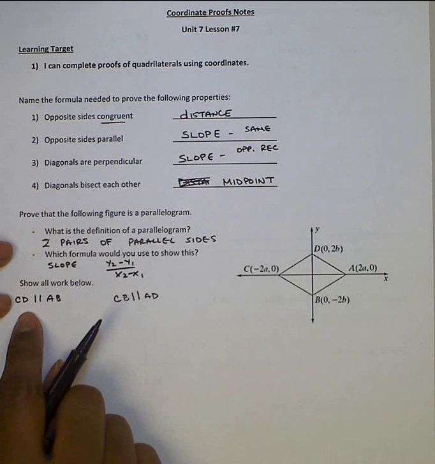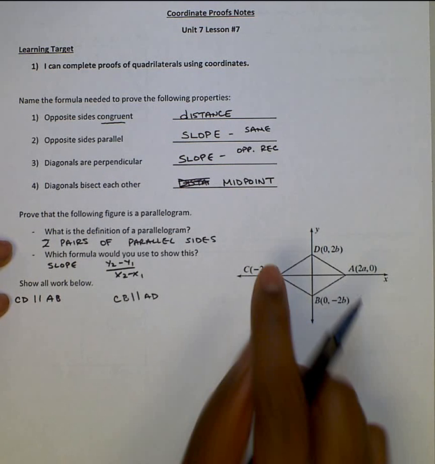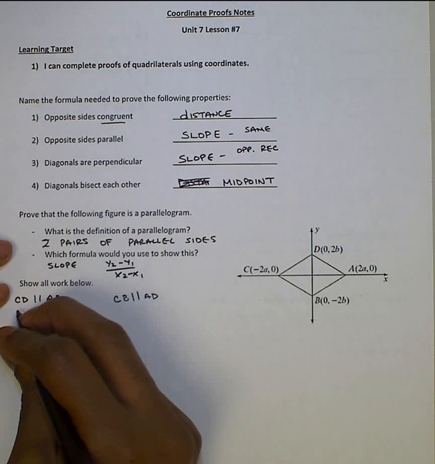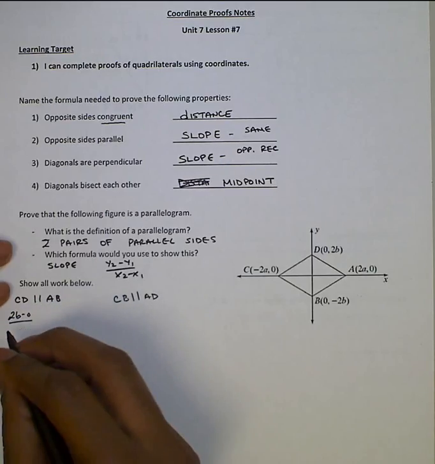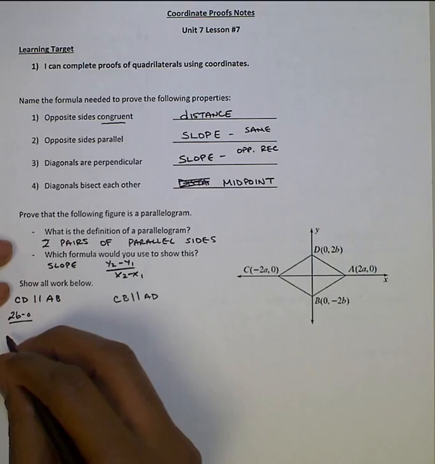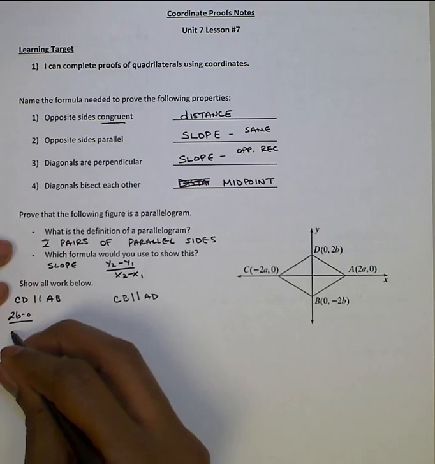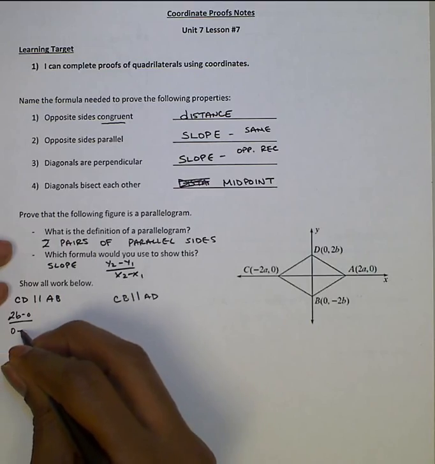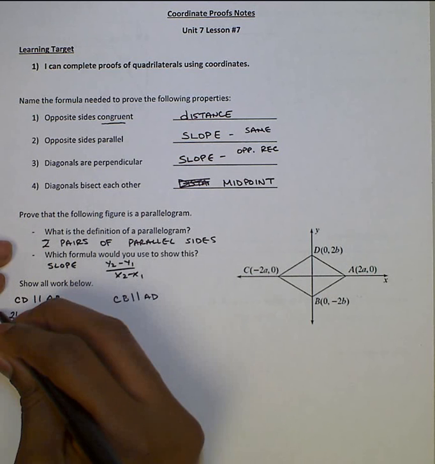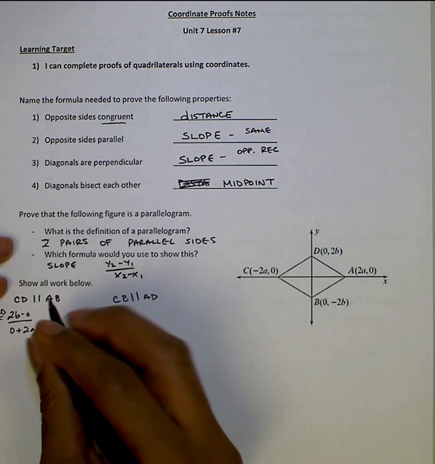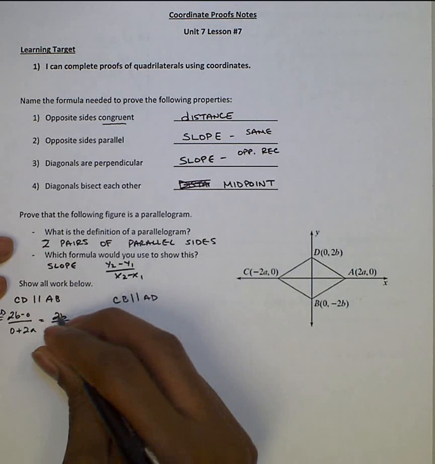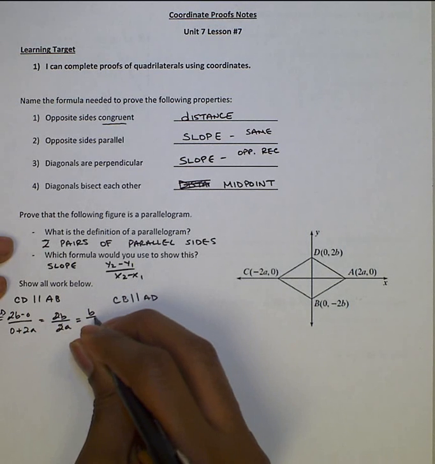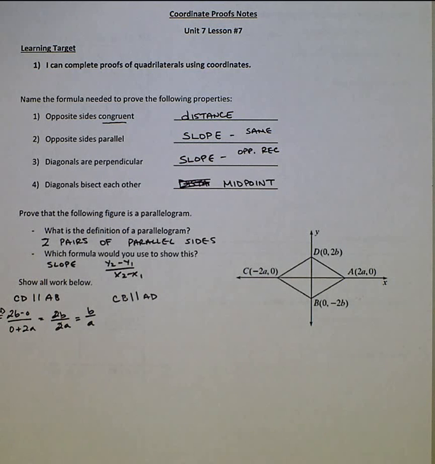So what's the slope of CD? Well, y2, 2b, minus 0, over 0 minus negative 2a. So I'll say plus 2a. Should label this as for CD. So that gives me 2b over 2a, which is b over a. So the slope of CD is b over a.